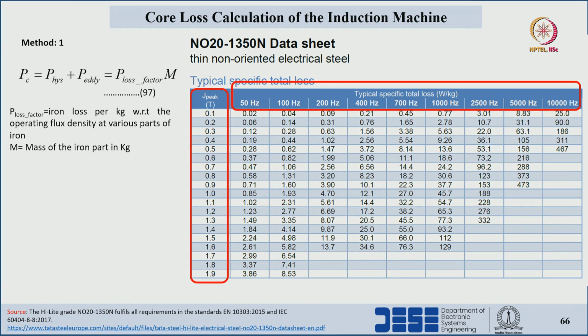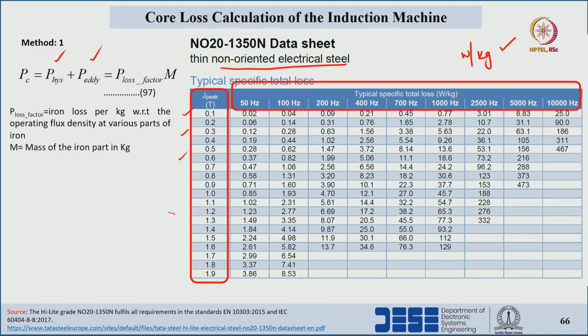So, first method: in order to find the core loss, which is a combination of hysteresis and eddy current losses, the designers of electrical steels give the total loss in terms of watt per kg. Here we can see one data sheet for non-oriented electrical steels, the Tata Steel data sheet. The loss in terms of watt per kg at different flux densities of operation and at different frequencies can be seen in this chart.